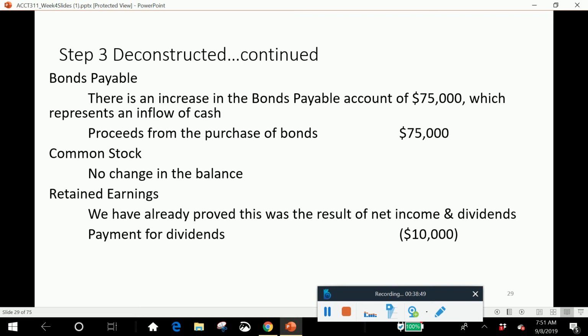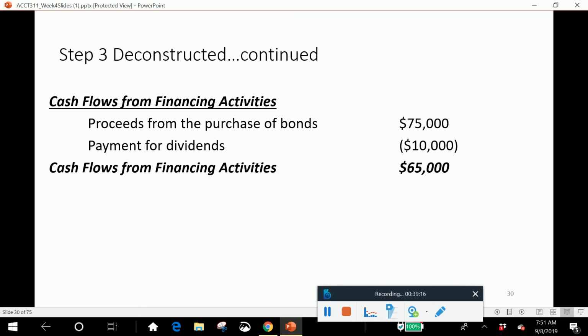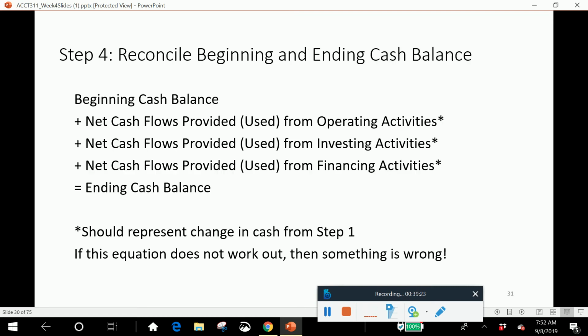On problems that you're going to get, if there is no specific indication that a change in a balance is the result of non-cash activity, then you should just assume that it was cash activity. So for example, for bonds payable, there were no additional notes talking anything about bonds payable. Therefore, it would be appropriate to just assume that the change in that balance is the result of cash activity. We add these together, and you will see the cash flow from financing activity section.